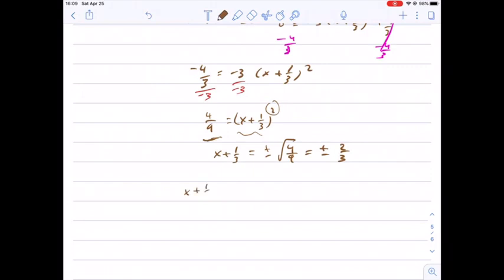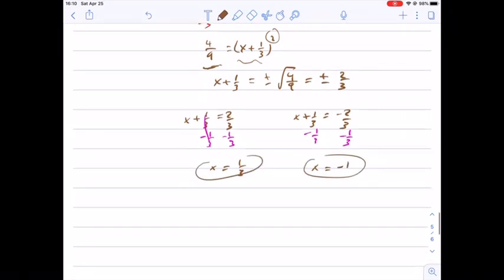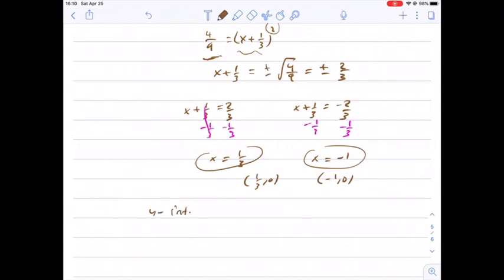So we have x plus 1/3 equals 2/3, and x plus 1/3 equals negative 2/3. We solve these two linear equations, subtracting 1/3 from both sides to get x equals 1/3 and x equals negative 1. So these are the x-intercepts: 1/3, 0 and negative 1, 0. What is the y-intercept? We set x equals 0, so the equation becomes y equals negative 3 times 0 squared minus 2 times 0 plus 1, or we can plug x equals 0 into the standard form. So we get y equals 1, and the graph intersects the y-axis at 0, 1.